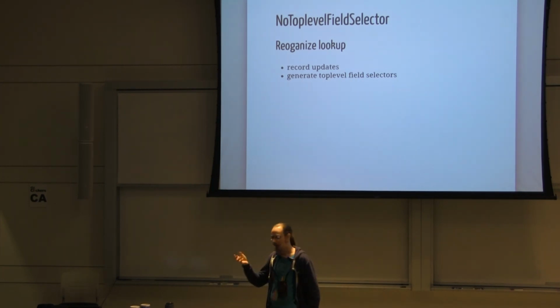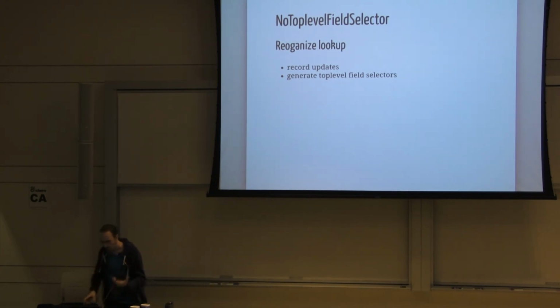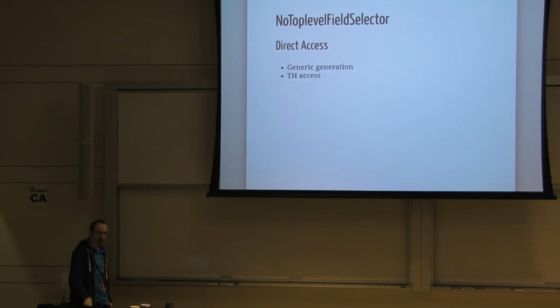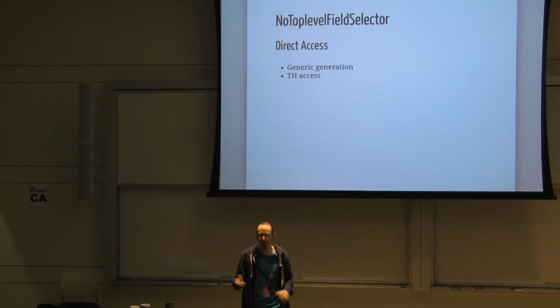Additionally, as mentioned, you have to generate those top-level field selectors, which are in the varname namespace, if you want them. Also, you need some sort of direct access, for example for generics. Generics can now not reference the varnames anymore if you actually want to use them, but they have to reference things in the record selector namespace.